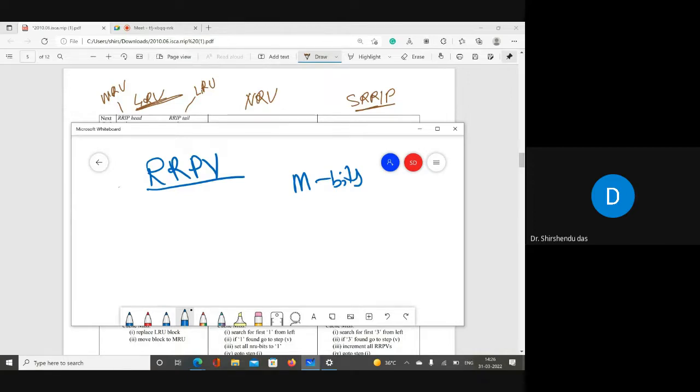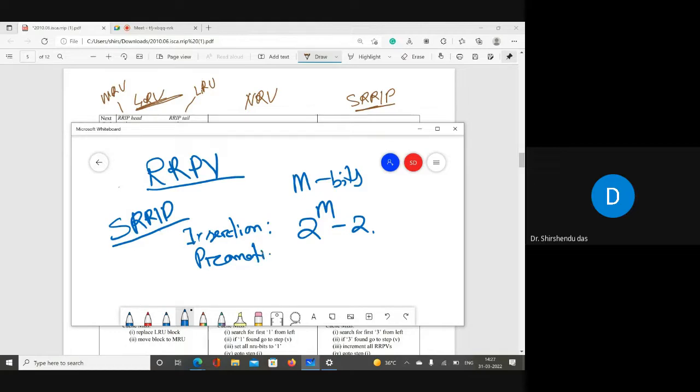And now I am explaining SRRIP. Every replacement policy has insertion, right? So the insertion policy, they said insert at position 2 to the power m minus 2. If you remember in NRU, when we were inserting, we were assigning 0, right? So they will assign a value of 2 to the power m minus 2. So this is their insertion policy. Then their promotion policy is 0. They'll directly promote it to 0.